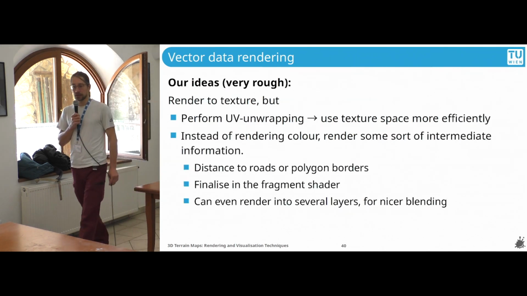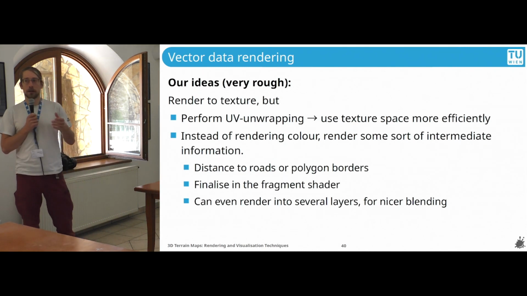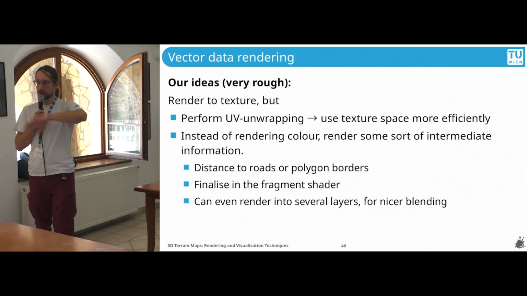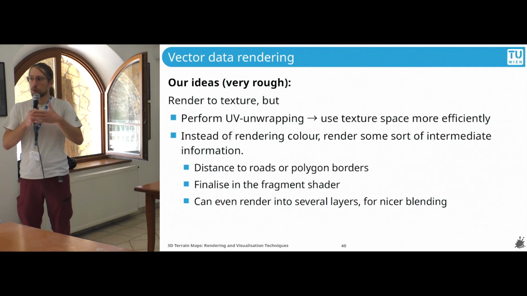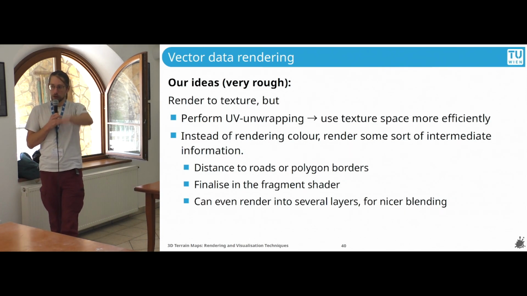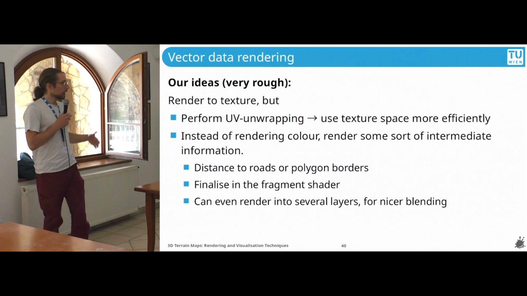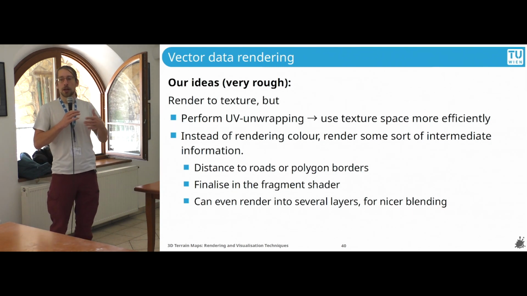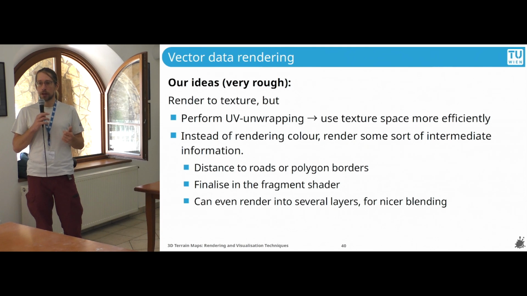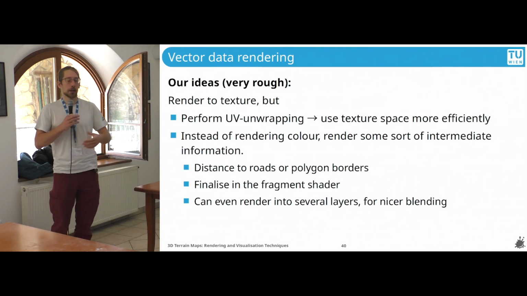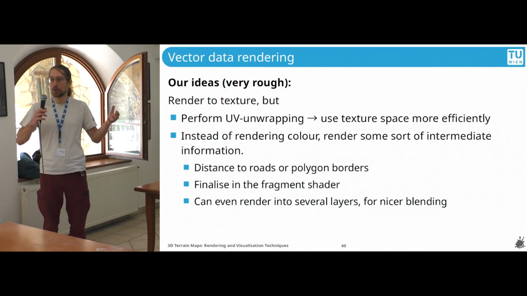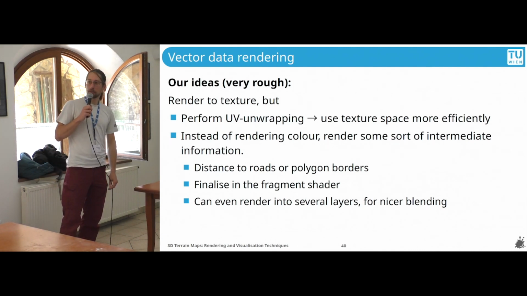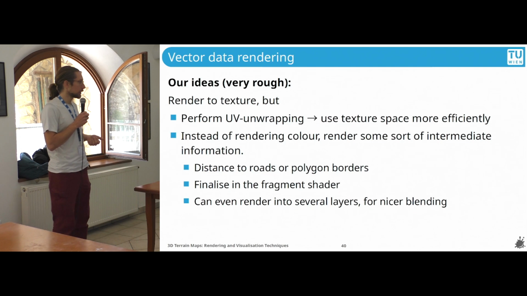And our idea for that is, very roughly, to use texture rendering. However, instead of doing this in UV space, which is basically the world coordinates, so in this vertical projection, we can do simply some UV unwrapping, and this UV unwrapping can be even optimized for the vector data that we want to show. So for instance, we can give more texture space where we have a road, and where we don't have anything, we can compress this texture space. So this basically means that we are using this texture space more efficiently.